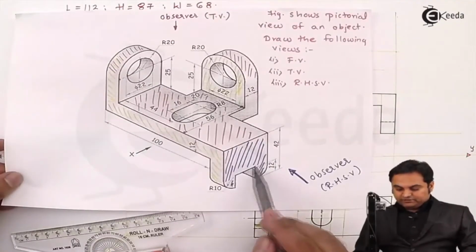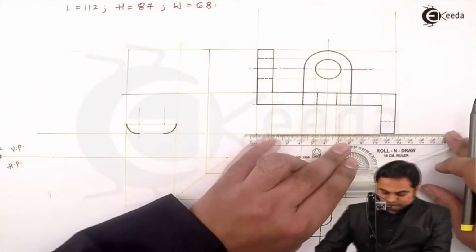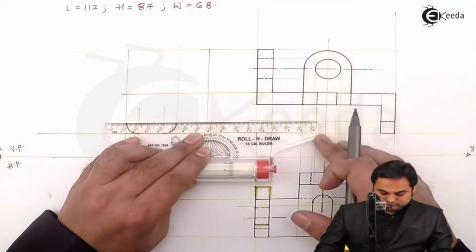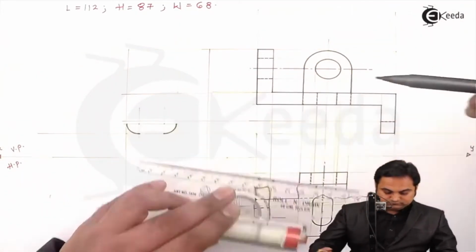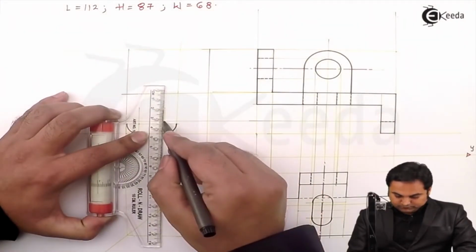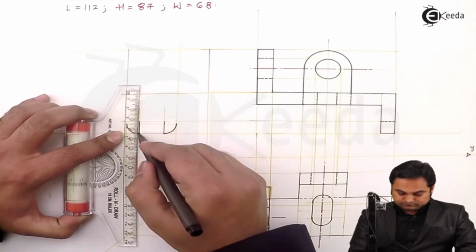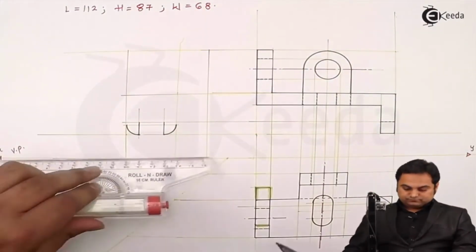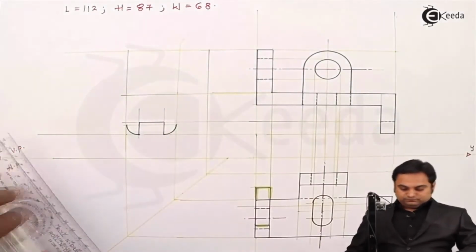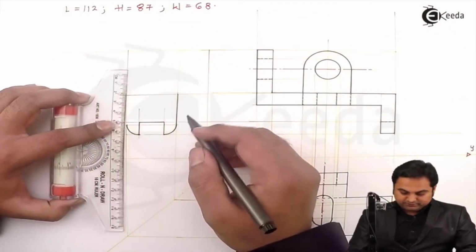After that, there is a cut of 12 mm height, which I can take from the front view. So it will go up to the top, even here. Next, joining them. The complete surface is visible from the front.